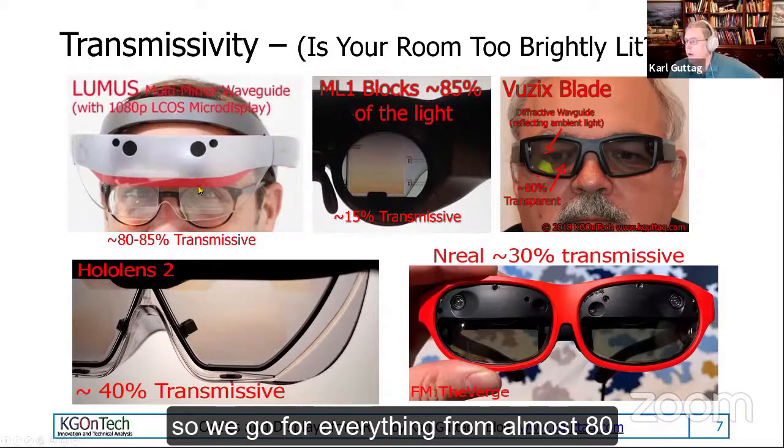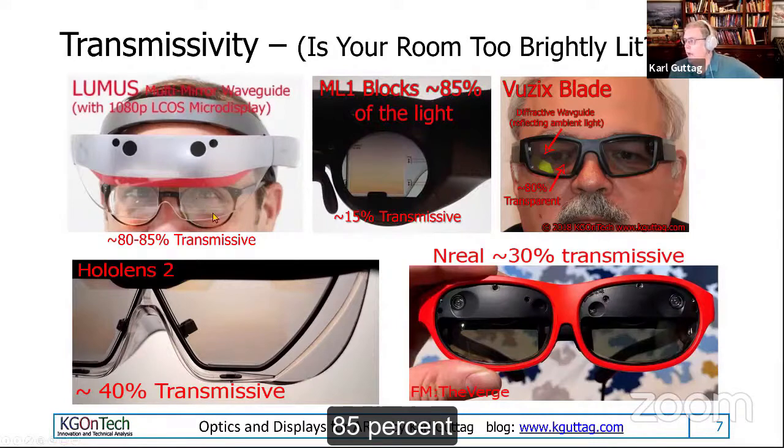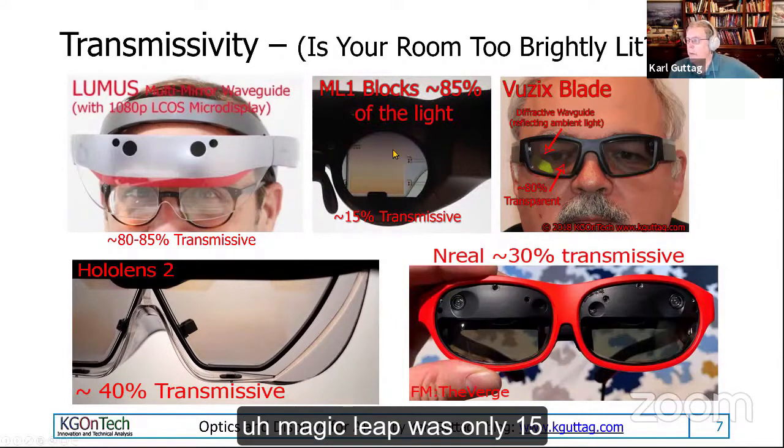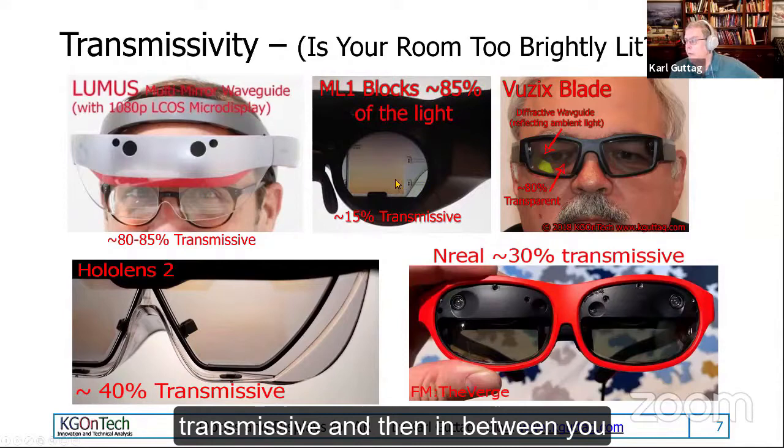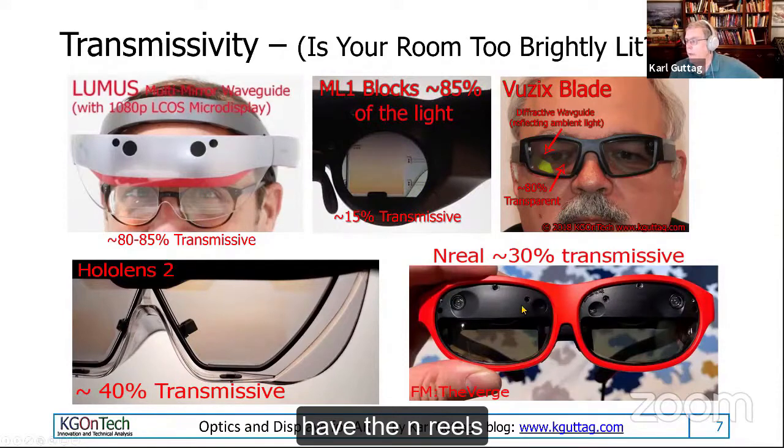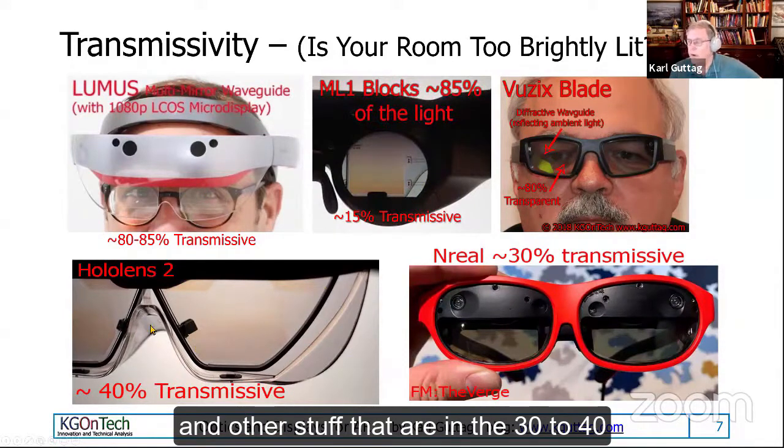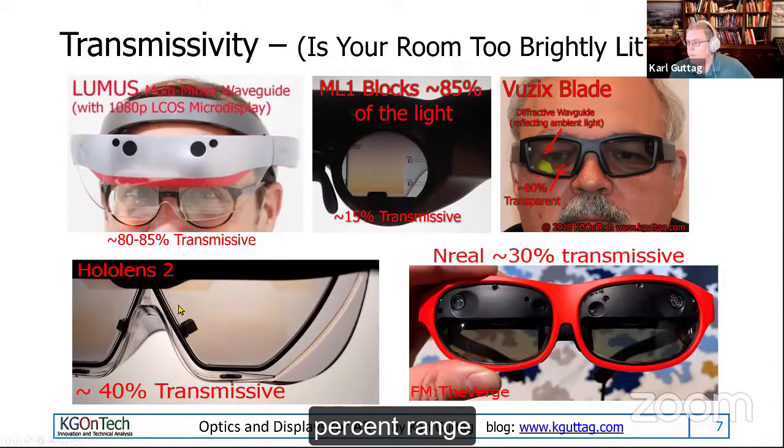So we go for everything from almost 85%. Magic Leap was only 15% transmissive. And then in between, you have the Nreals and other stuff that are in the 30 to 40% range.